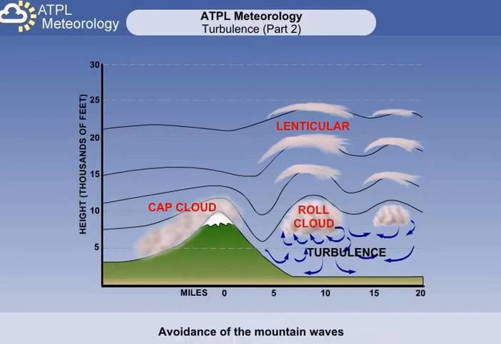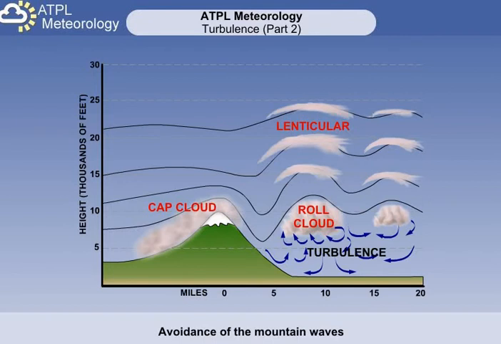As was mentioned earlier, clouds are the visual clue to what is happening to the airflow and also the possible location of turbulence. But don't assume that without the rotor cloud or lenticular cloud that there is little or no turbulence. There most certainly can be.